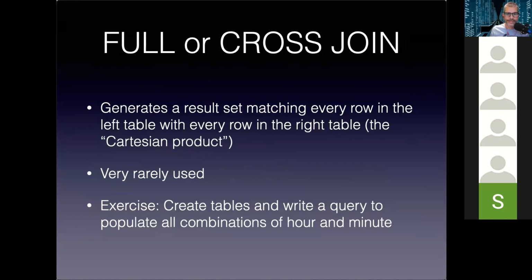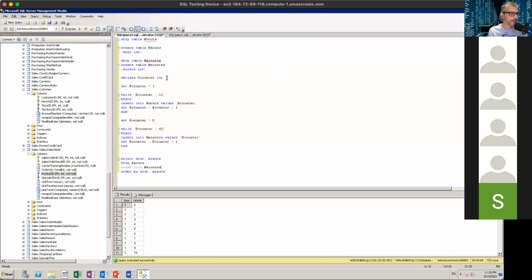Typically, you only see this used when you are trying to populate some sample data, or you are doing some very unique specific tasks. So in this case, I have a query that is going to populate all combinations of hour and minute. Okay, so what I've done, and I'll show you what I've done right now. There's some stuff that is kind of beyond the scope of what we're talking about today in this query, so don't mind that stuff. It's just for the purpose of creating this output.